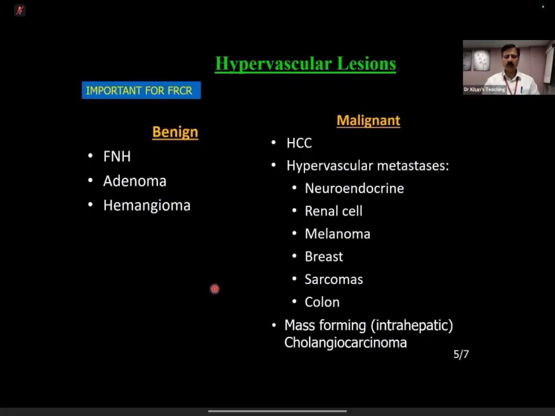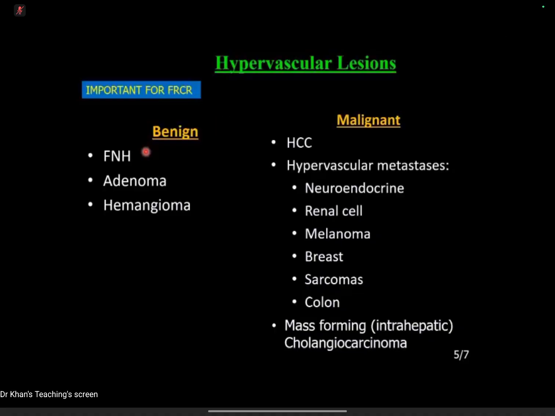And another thing is the frequency of a lesion. So, a rare lesion will, of course, be very rare. And in the exam, they are going to show you lesions which you see in your day-to-day practice. So, hypervascular lesions are very important for the exam. And this is what will come, focal lesions in the exam.